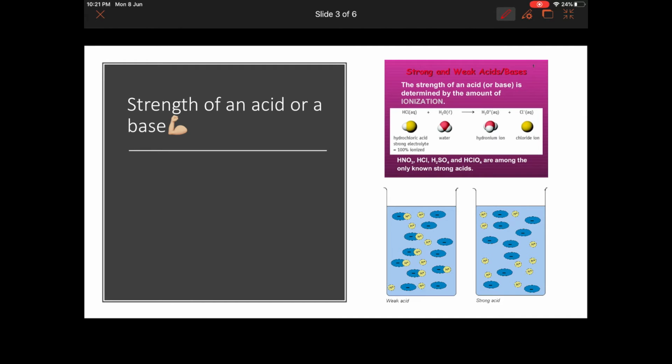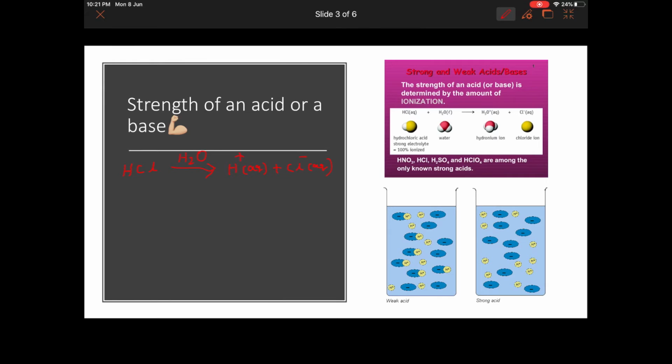For example, if I am taking an acid like HCl, then HCl is a strong acid. Why do I call it a strong acid? The reason is because when I dissolve it in water, it completely dissociates, it completely breaks down, it completely ionizes and gives me H+ aqueous and Cl- aqueous.